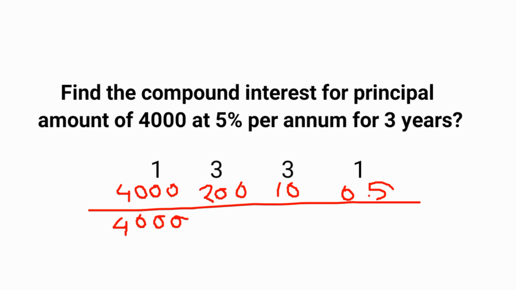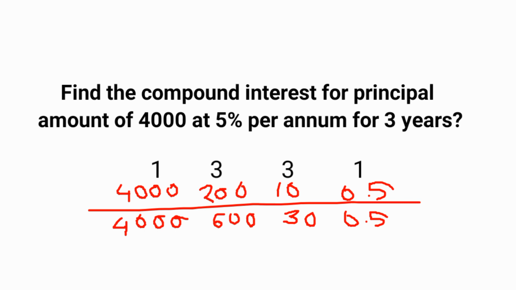Now multiply the values in each column. In the first column 1 into 4,000, that is 4,000. In the second column 3 into 200, that is 600. In the third column 3 into 10, that is 30. And in the fourth column 1 into 0.5, that is equal to 0.5. Now we can find out the answers for 3 possible questions.